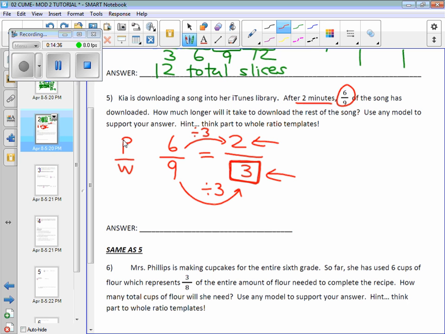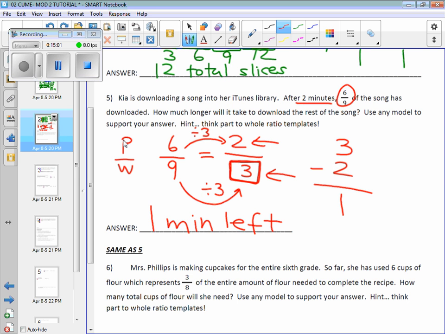I need to figure out how much time is remaining. So I'm going to take the whole amount, which is 3. That's the entire time it takes. And I know that 2 minutes has already been downloaded. So I need to subtract that 2 minutes from my 3. And that tells me that there is 1 minute left on the download.